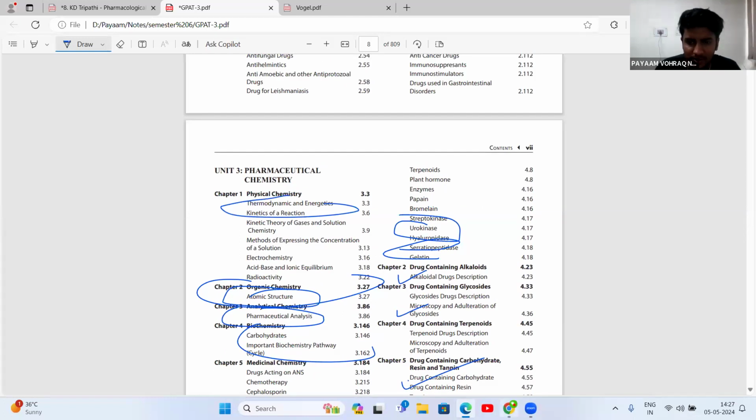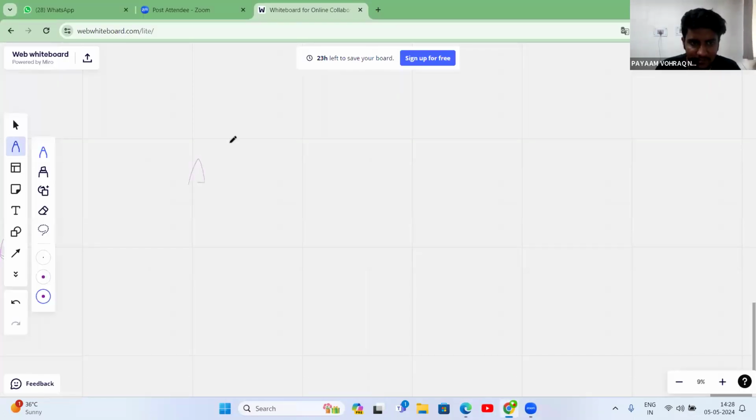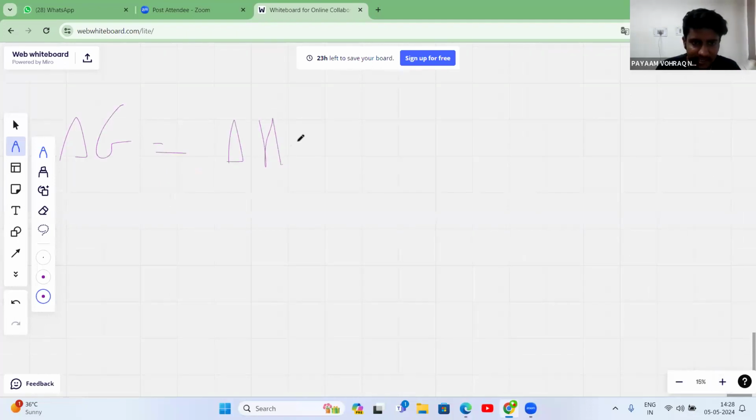Thermodynamics. So you need to know about Gibbs free energy. Delta G = delta H minus T delta S. When is the reaction spontaneous? When is the reaction exothermic, when is which one positive?